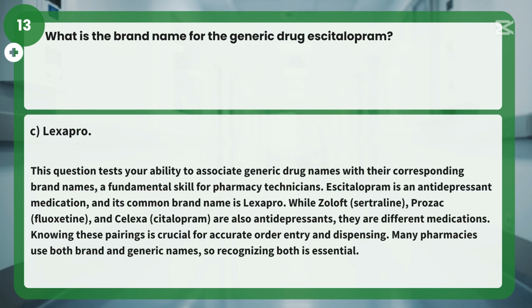Answer: C. Lexapro. This question tests your ability to associate generic drug names with their corresponding brand names, a fundamental skill for pharmacy technicians. Escitalopram is an antidepressant medication, and its common brand name is Lexapro. While Zoloft, sertraline, Prozac, fluoxetine, and Celexa, citalopram, are also antidepressants, they are different medications. Knowing these pairings is crucial for accurate order entry and dispensing. Many pharmacies use both brand and generic names, so recognizing both is essential.